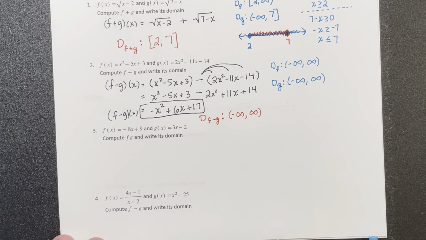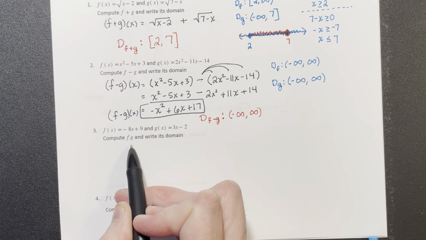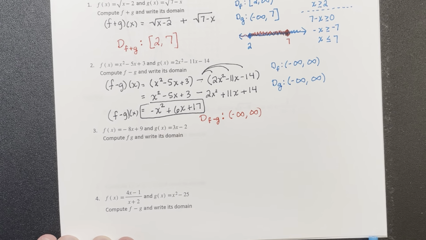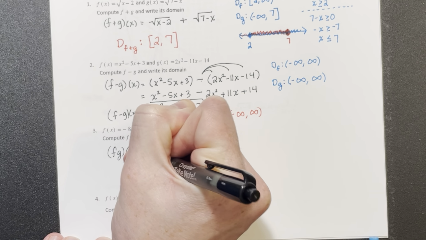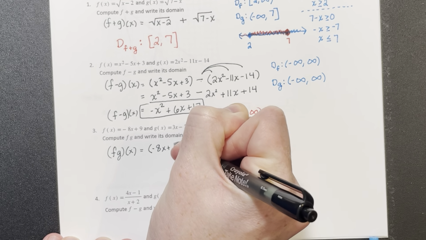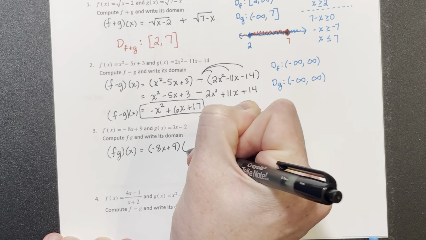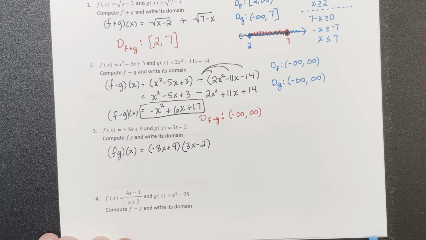And the third one, we're doing f times g. Notice there's not a multiplication dot or symbol, but the letters are beside each other. So that's just indicating multiplication. So we're going to compute f times g to give us parentheses negative 8x plus 9 times 3x minus 2. And you do want to put those in parentheses because you're multiplying those.